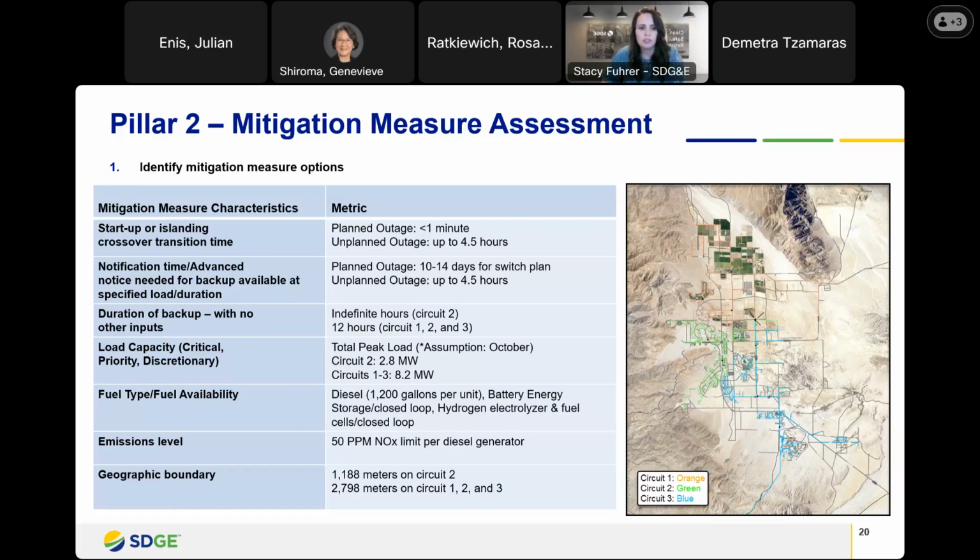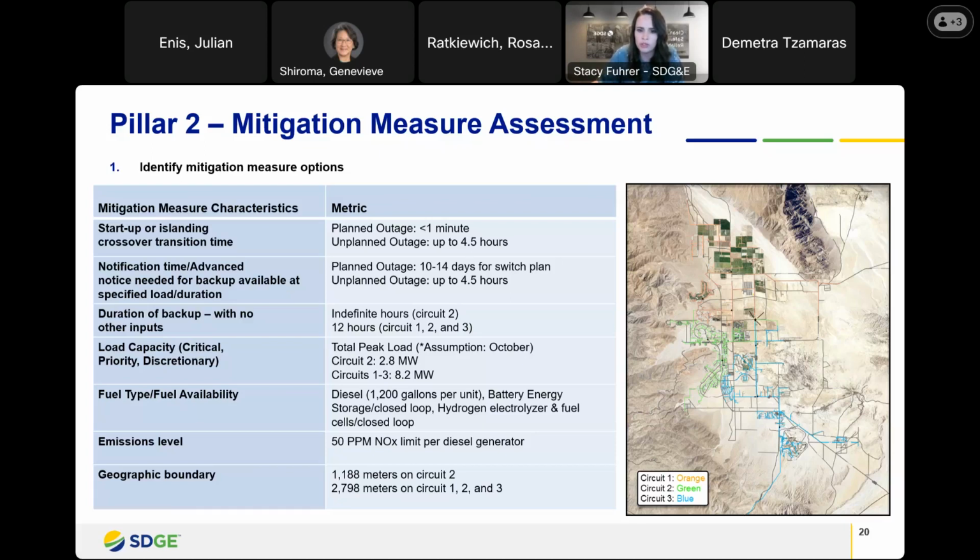And then in terms of the geographical boundaries on circuit 2, we have 1,188 meters, while circuits 1, 2, and 3 are 2,798 meters. And then if you look at the map on the right, you can get a better understanding of where the circuits and the support come from.